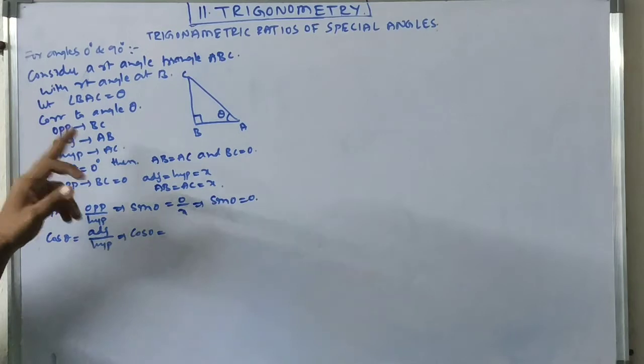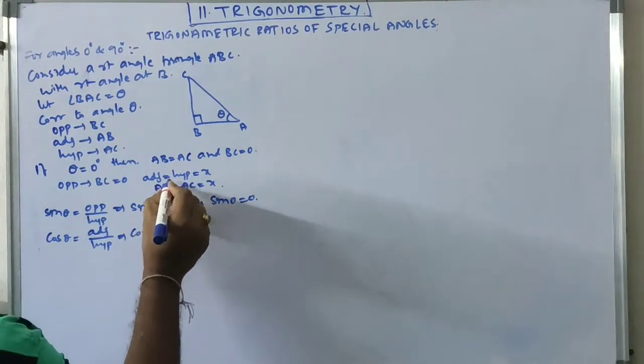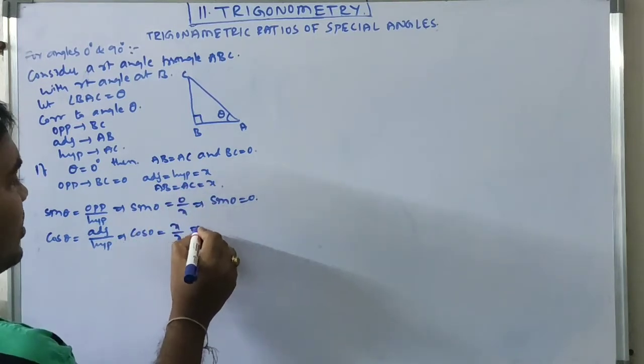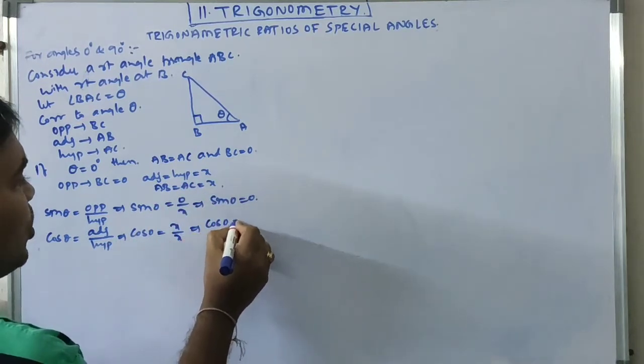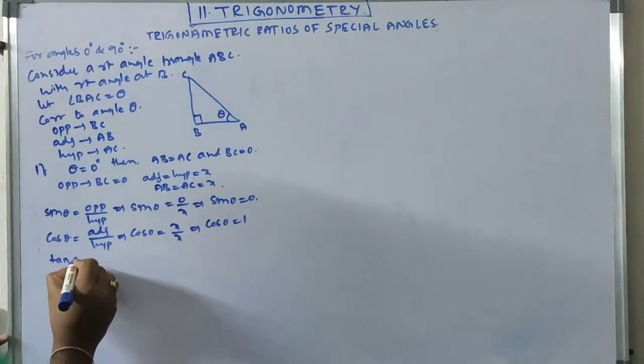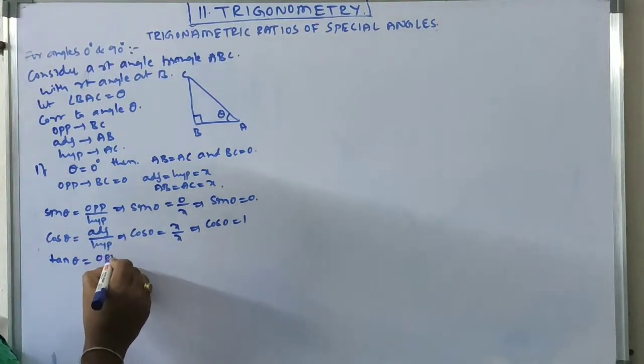Adjacent side AB is equal to x. Hypotenuse AC is also equal to x. X cancels, so cos 0 is equal to 1. Next, tan theta is equal to opposite by adjacent.